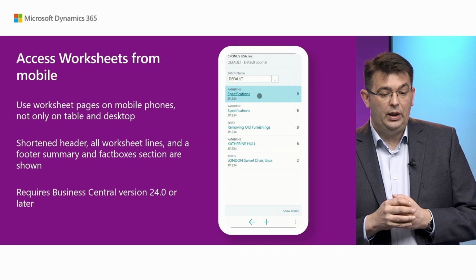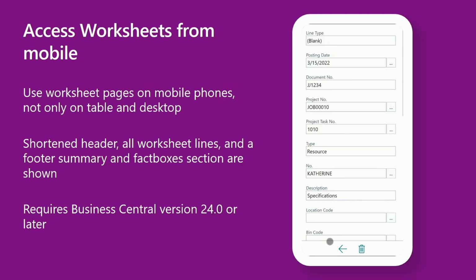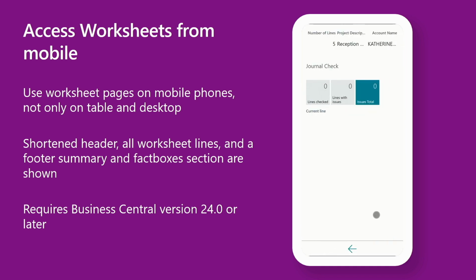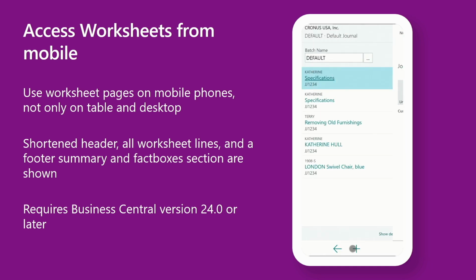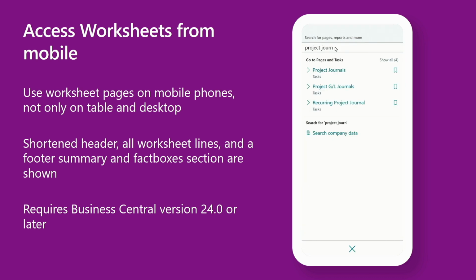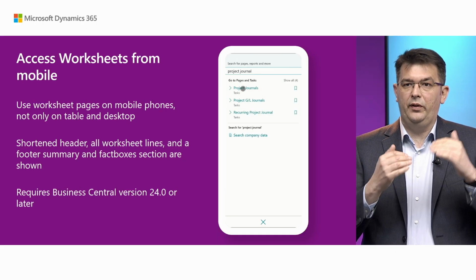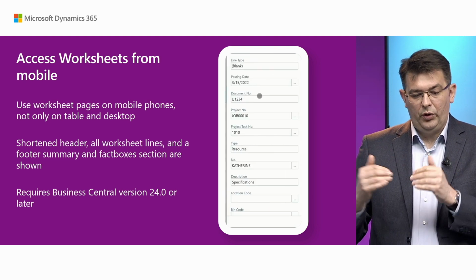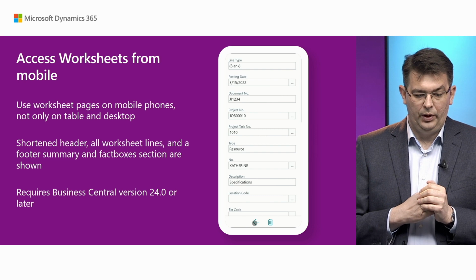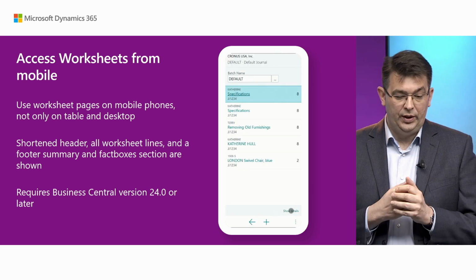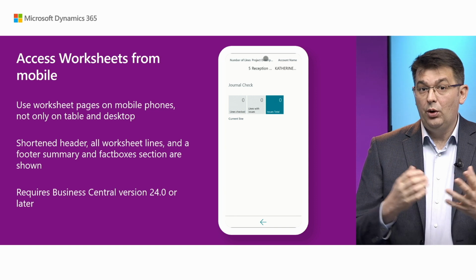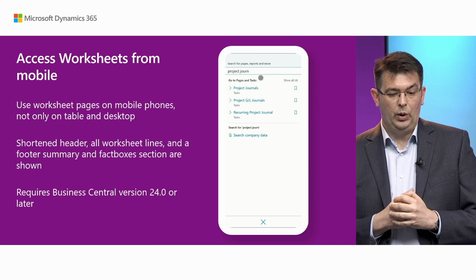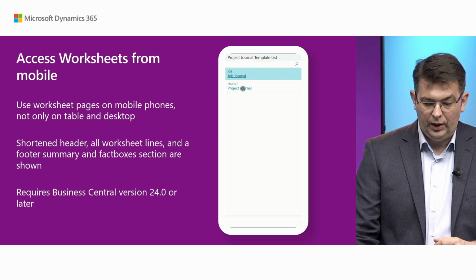As you can see on the right part of the screen, we've added access to worksheets from our mobile client. So you can now access worksheet pages. You can see the header details, you can see the line details, and you can also see the fact boxes and the footer details of the worksheet pages. So there's no limitation anymore of looking at the worksheet pages from version 24.